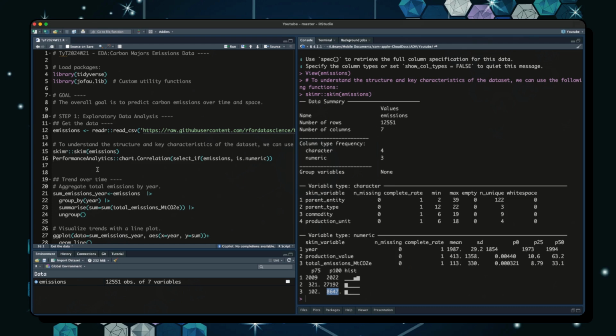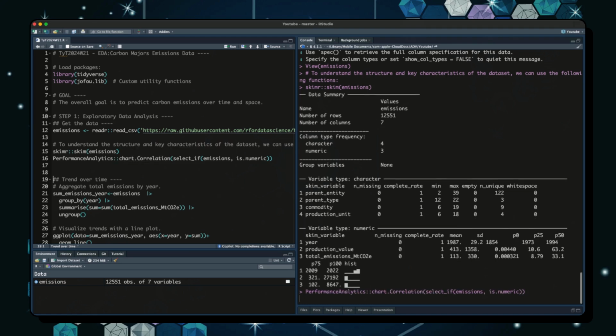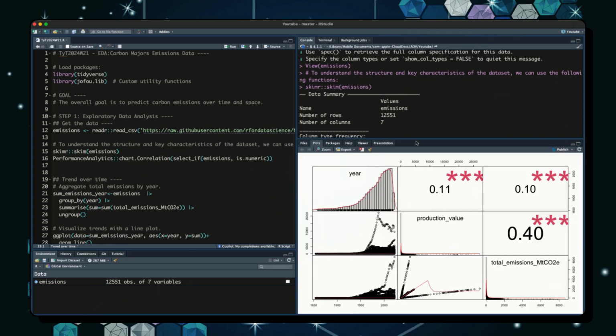For all the numeric variables, I'd also like to take a look in my IDA process at what kind of correlation we are working with. And to do so, the PerformanceAnalytics package has a really good function called chart.Correlation that gives us just that. So here we can see the exact same information that we had with the skim function, that we have more information for the recent years than the early years.